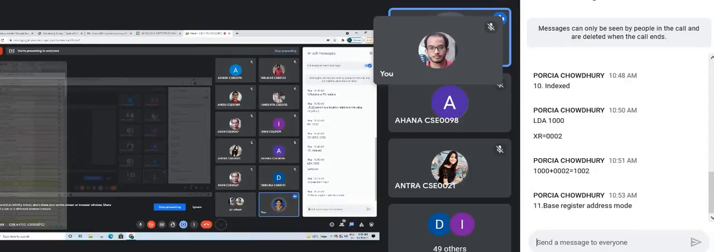And in case of base register, you are relocating the whole program. Using the content of the base register, you are relocating the address of a whole program. That means the first address of the program will be relocated, and if the first address is relocated, automatically all the other addresses will be relocated by themselves.